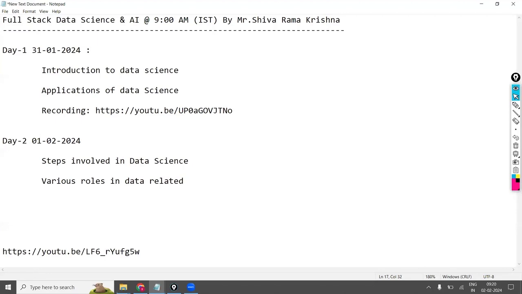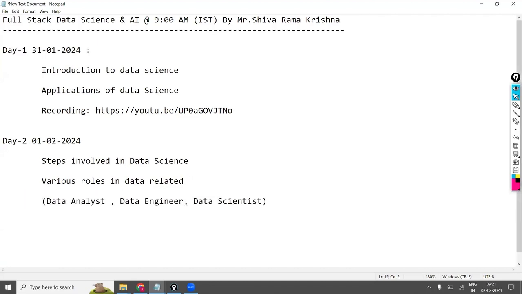In the data related field, we have the data analyst, data engineer and data scientist. What is the difference between them? What are the various roles and what are the differences? In terms of the differences, we have seen the differences and the skills.